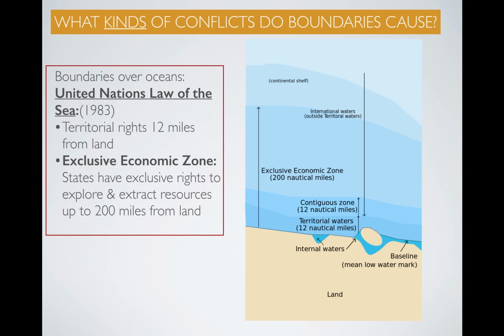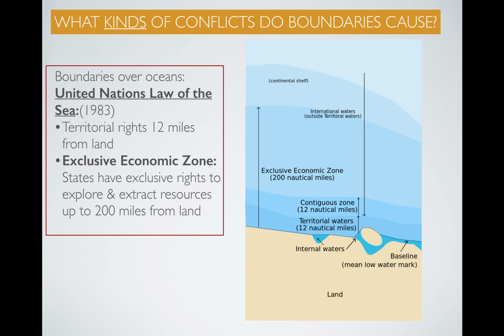What this says is that states have territorial rights 12 miles from land. That means, quite simply, that the borders of a country extend 12 miles outside of their physical territory. They own that water. However, each country has what's called an exclusive economic zone. That says that states have exclusive rights, meaning they're the only ones, to explore and extract resources up to 200 miles from the land.